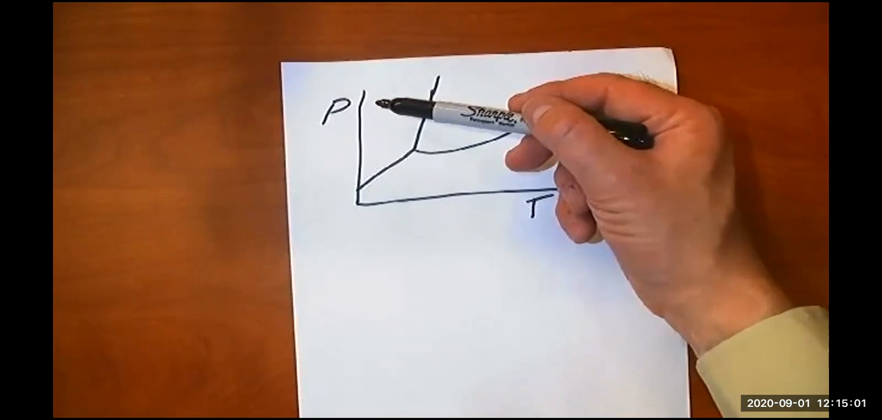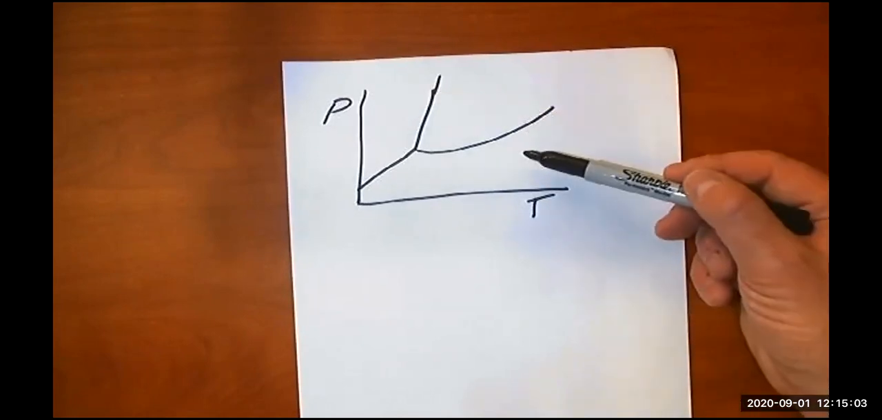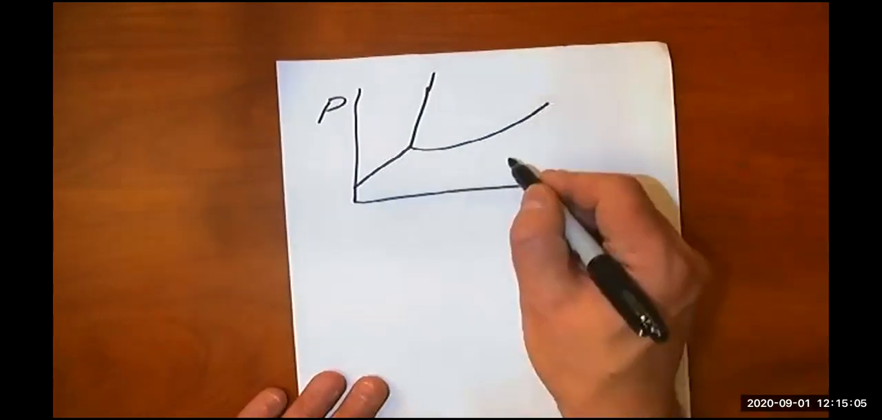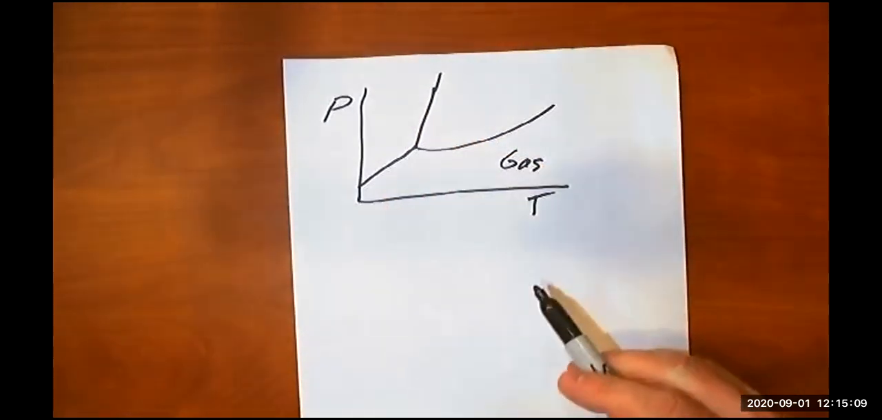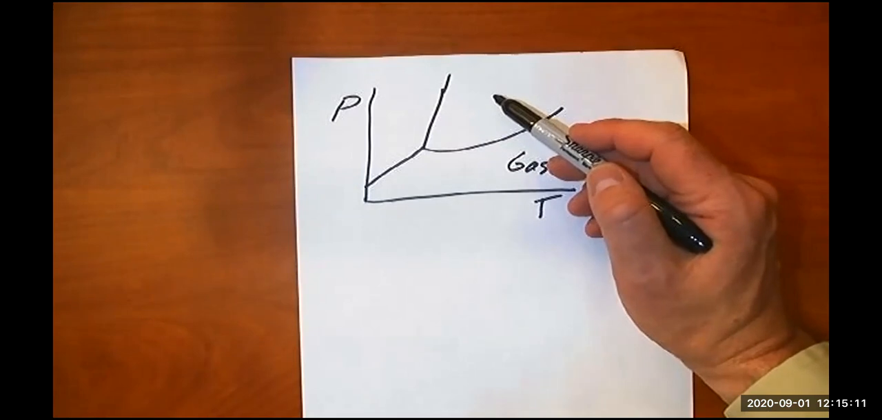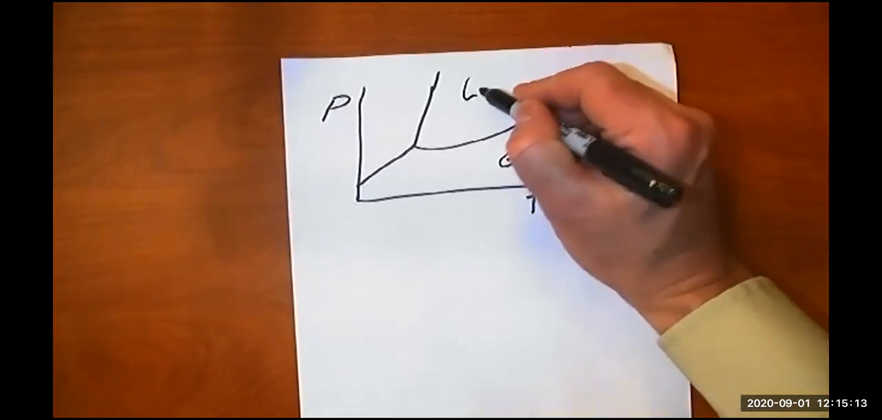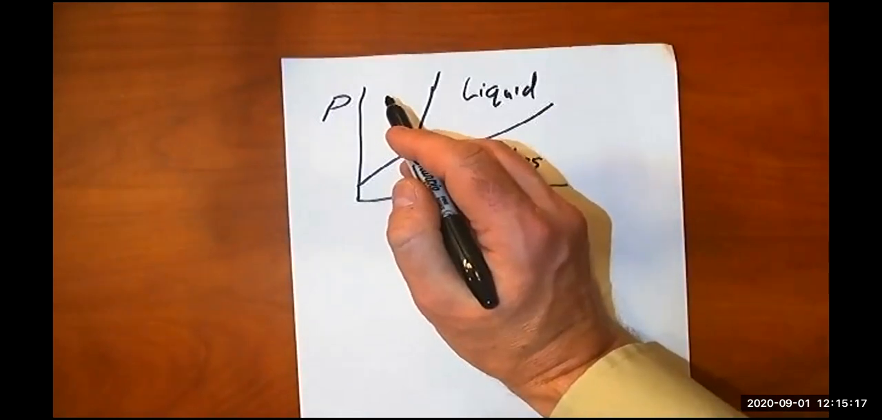So where do we think instead? Yes. Over here, right. So this will be the gas region. We're at high temperature and low pressure. Okay. So what do we think this region is going to be? Liquid. And what is this region going to be? The solid.